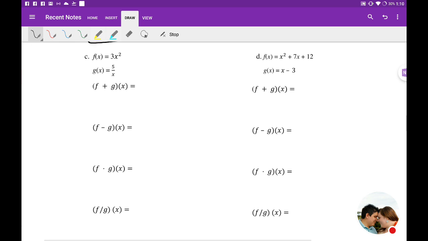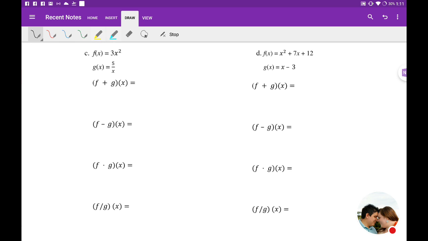Now the next one might look just a little intimidating because they're giving you a fraction to start with, but we're going to work it out the same way. In this case, I have 3x squared, and I'm adding to it, I'll do it horizontally this time, 5 over x. Well, there are no like terms for me to combine. Therefore, this is my answer.